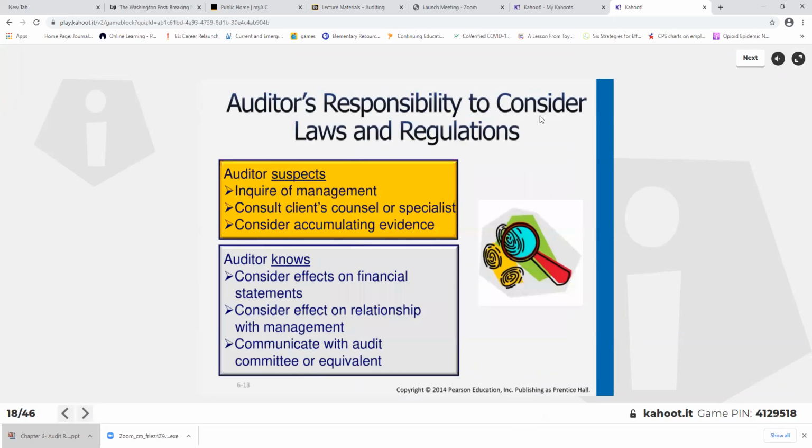So auditors' responsibility to consider laws and regulations. Auditor suspects: inquire of management, consult the client's counsel or specialists, consider accumulating evidence. Auditor knows: consider the effect on the financial statements, consider the effect on the relationship with management, communicate with the audit committee or equivalent. Okay, so if you suspect it, that's quite different than knowing it.